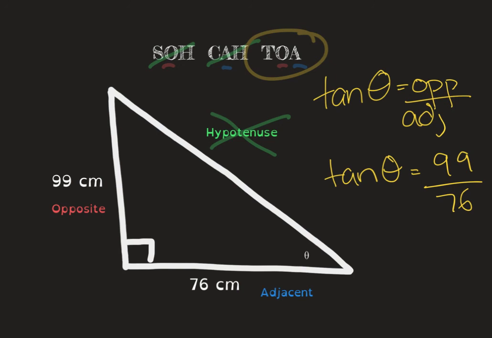So there we go. We've learned how to name sides correctly based on whereabouts our angle is inside. And we've also looked at using SOH CAH TOA.